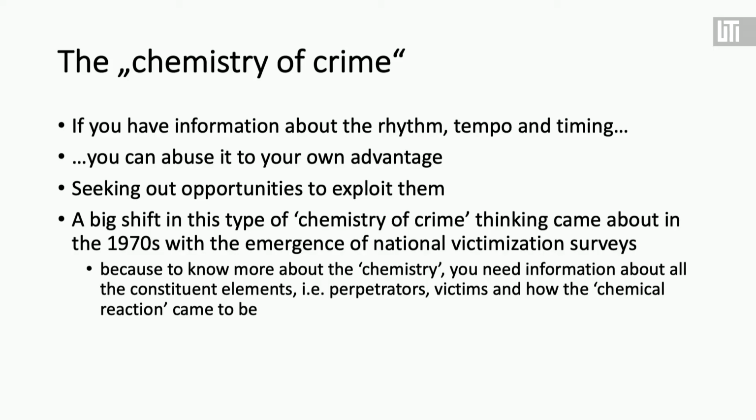Now, a big shift in this chemistry of crime thinking came about in the 1970s, when more victimization surveys became available to criminologists and those studying crime science. Because if you want to understand the different elements, the criminal, the victim, how it happened, then you obviously want to have sources of information available to you which cover both ends.